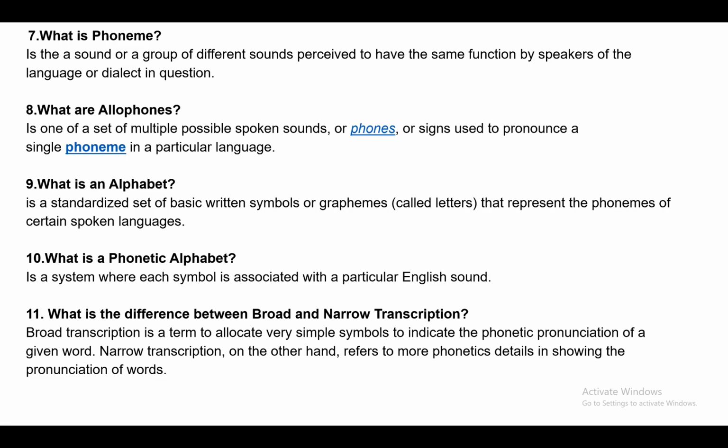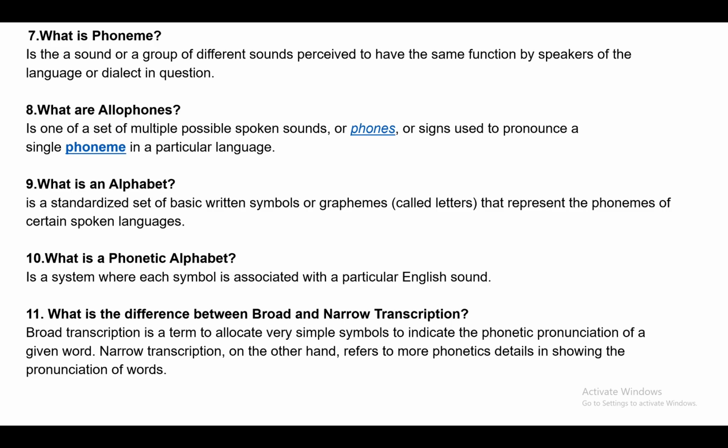What is a phoneme? It is a sound or a group of different sounds perceived to have the same function by speakers of the language or dialect in question. What are allophones?